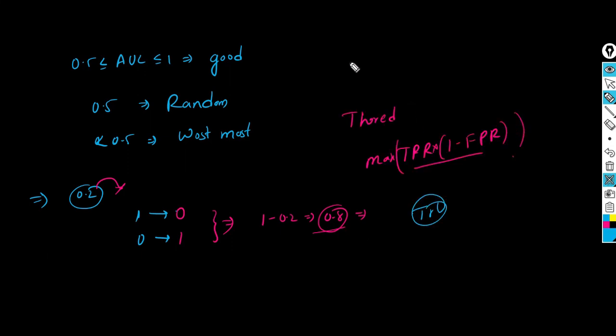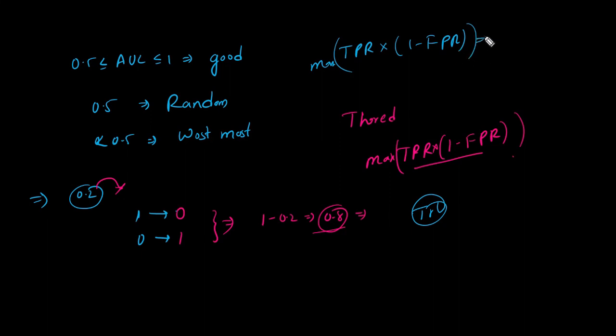That means the model is performing very well. And the best threshold value is the value where the product of TPR and 1 minus FPR is at its maximum. The threshold value at which TPR and 1 minus FPR is maximum, that threshold value we are going to use to classify the binary output.